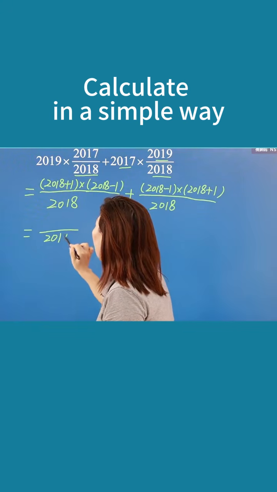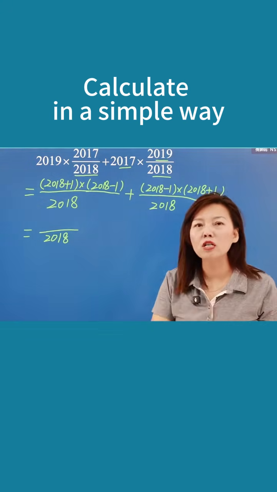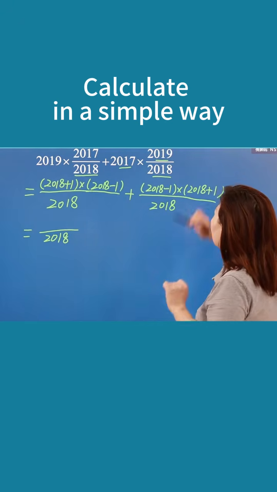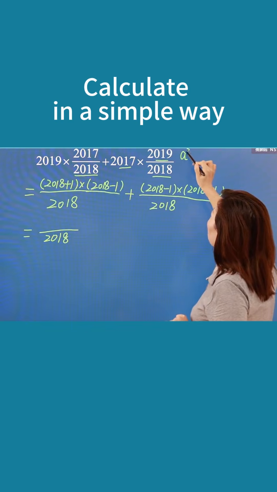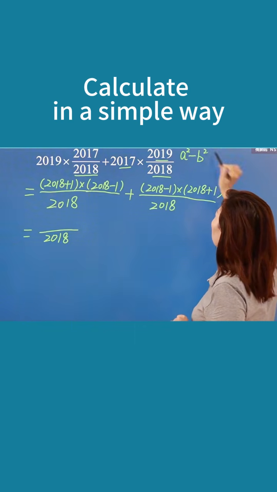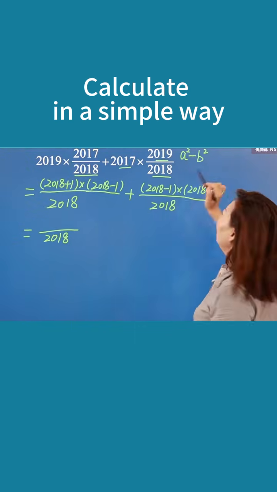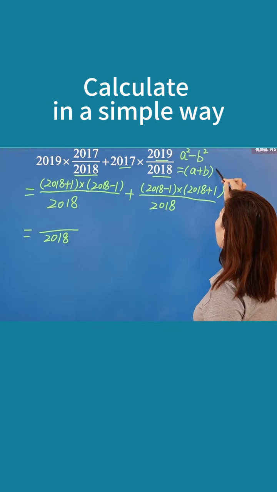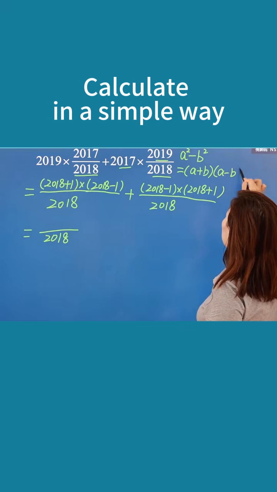Take a look. Next, everyone must master a formula. It's a must-know formula for middle school entrance exams. What is it? The difference of squares formula. What does that mean? Look, a squared minus b squared, that's a difference of squares, right? And what does it equal? It equals a plus b multiplied by a minus b. You must memorize this formula.